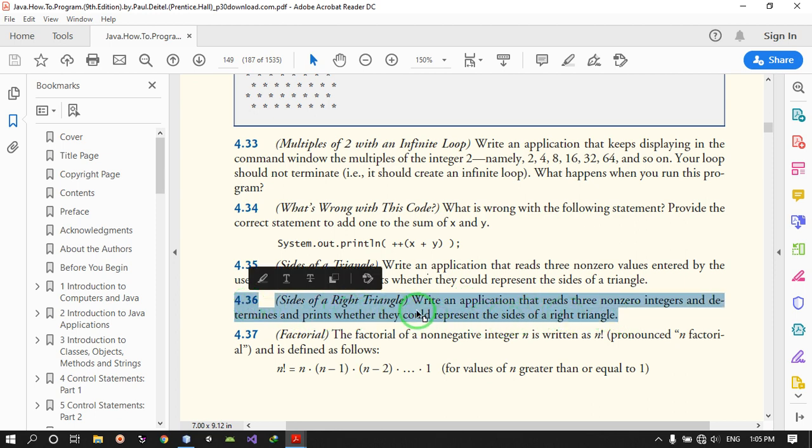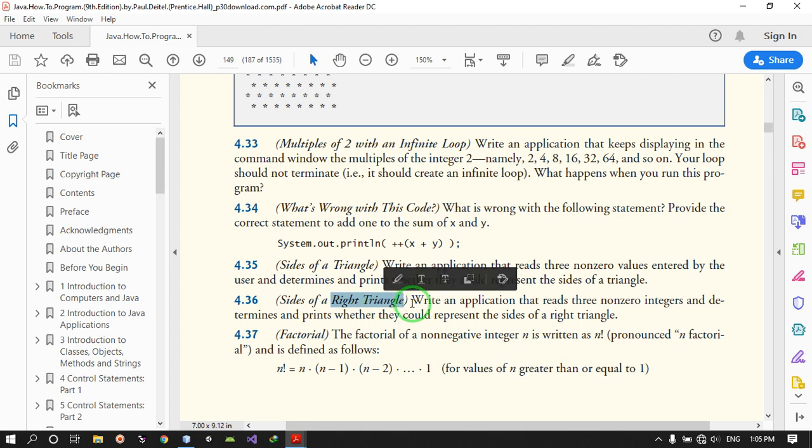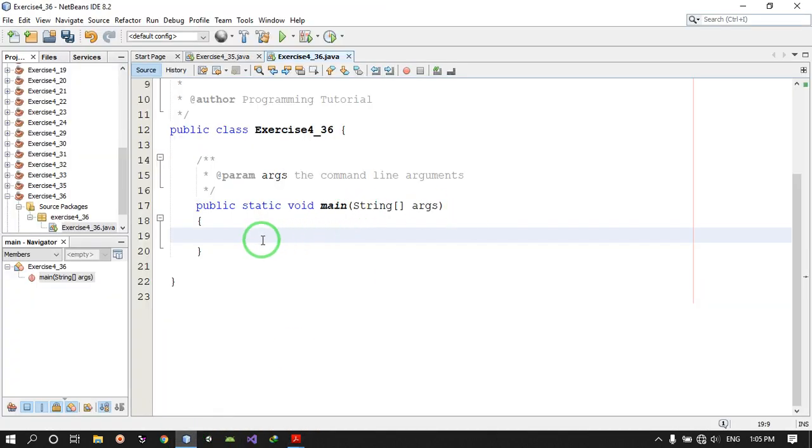In this video I want to solve exercise number 4.36. This is about the right triangle. A right triangle is a triangle in which the squares of two sides are equal to the square of the other side. So let's start. Now we need a Scanner class.